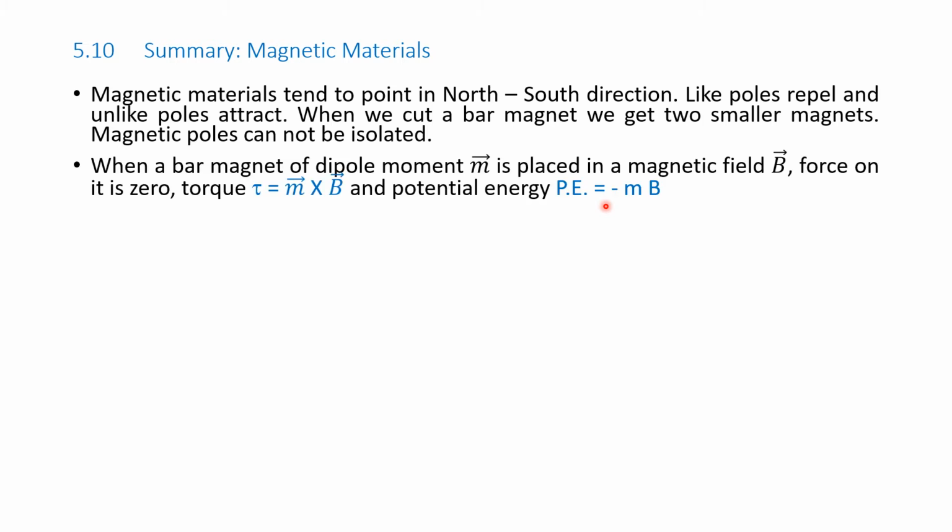When a bar magnet of dipole moment M is placed in a magnetic field, a bar magnet is a dipole, the force on it is 0 and torque is given by the relationship tau is equal to M cross B, and its potential energy is minus M B.